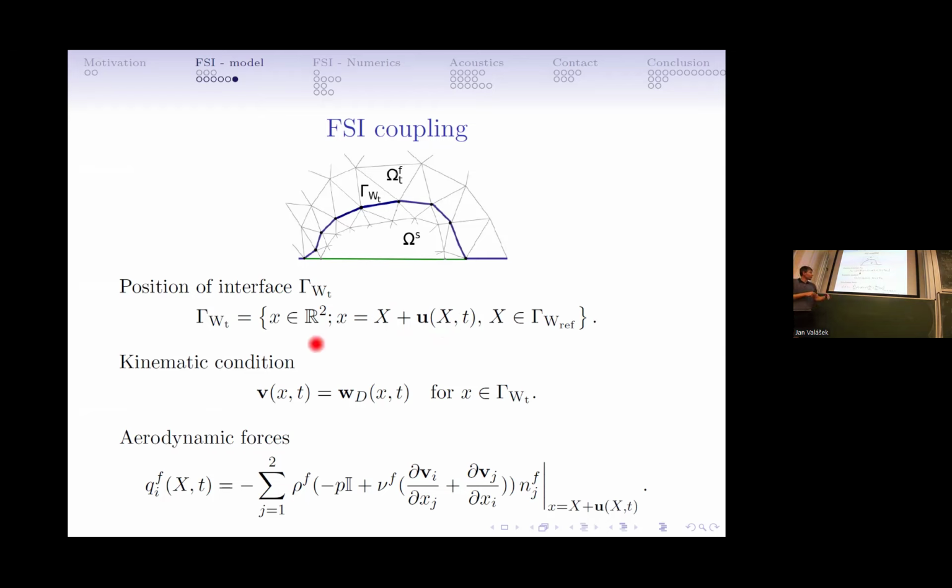And for the fluid flow problem, we prescribe just these Dirichlet boundary conditions, where this is the velocity of domain deformation, which is computed based on this ALE mapping. And as I presented before, we also have aerodynamic forces, which are prescribed to the elastic body in the form of these Neumann boundary conditions, which have in the end this form.